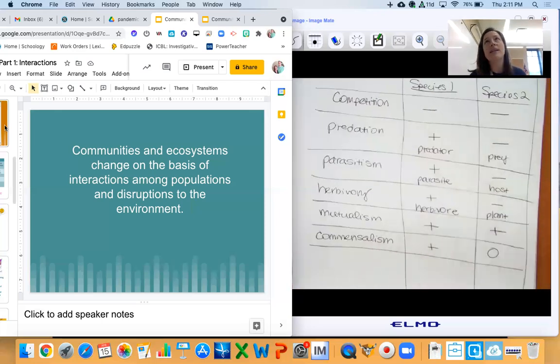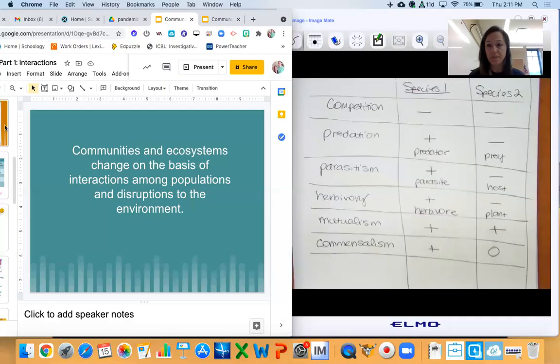An example of this would be Spanish moss hanging in a tree. The Spanish moss is benefited, it's a plus because it gets more water and better sunlight. And the tree is zero because the tree doesn't care. The Spanish moss is not super heavy. It's not hurting the tree. It's not blocking. It's on the branches, so it's not blocking leaves, which is where photosynthesis and gas exchange take place. So the plant literally doesn't care that it's there.